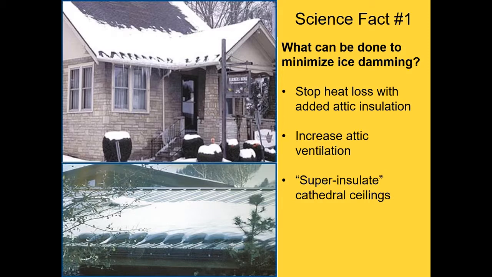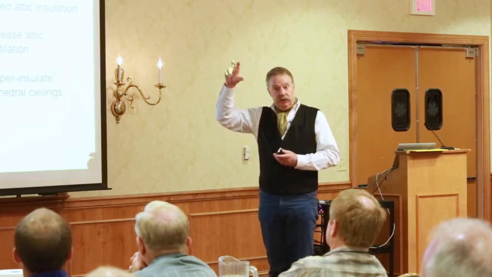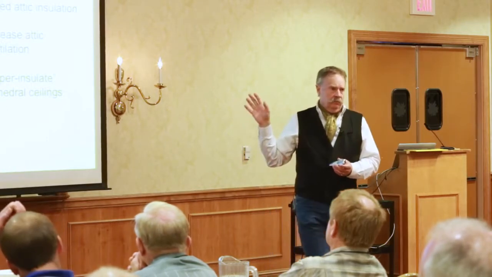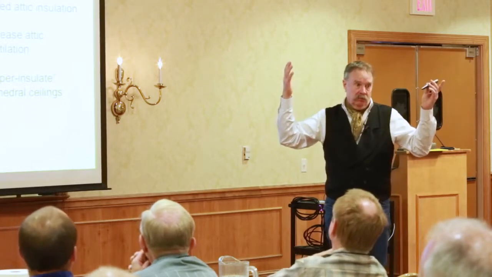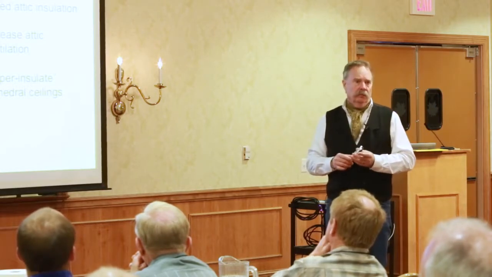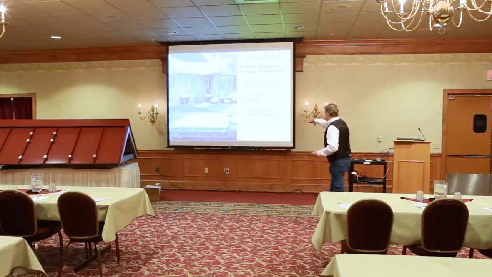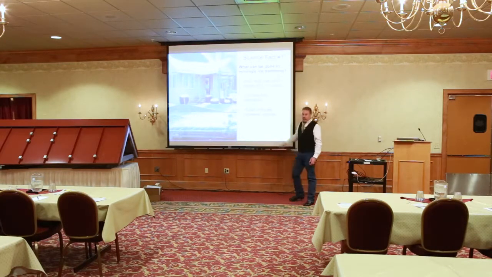Super insulate. Sometimes you don't have an attic. You have a cathedral ceiling, so you don't have an attic floor. In a case like that, you really have to super insulate the roof assembly. I live in such a design, by the way. My house has all cathedral ceilings, but they're super insulated. I have no eave icing problems. Of course, that's something that you have to do at the time of construction. These other things are retrofit kind of ideas, but this one you have to do by building design.